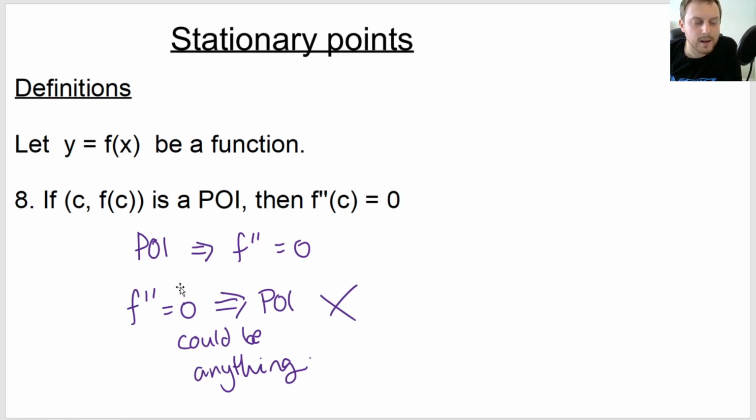This is a bit like, for example, if you're a square, then you're a rectangle, because a square is a special type of rectangle. But if you're a rectangle, then you're not necessarily a square. It's like saying all squares are rectangles, but not all rectangles are squares. All points of inflection have second derivative 0, but not all points with second derivative 0 are points of inflection.